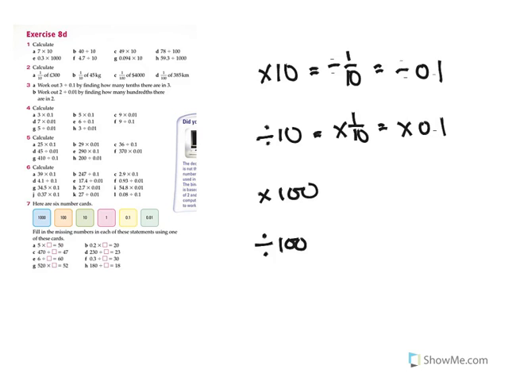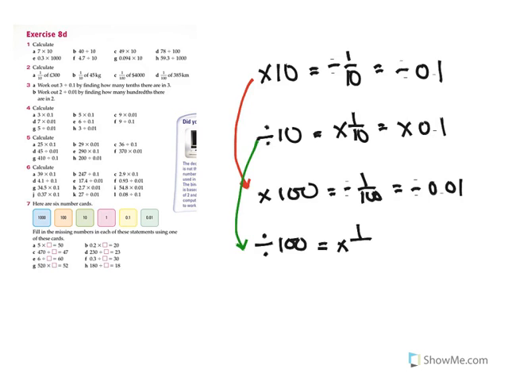Now, applying the same theory of what we just did, timesing by 10 and dividing by 10, working with hundreds, it's the same idea. Timesing by 100 is the same as dividing by 1 over 100, which is the same as dividing by 0.01, because that's 100ths. And dividing by 100 is the same as multiplying by 1 out of 100, or multiplying by 0.01.